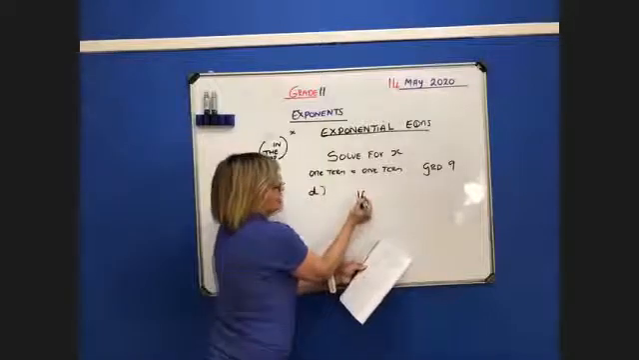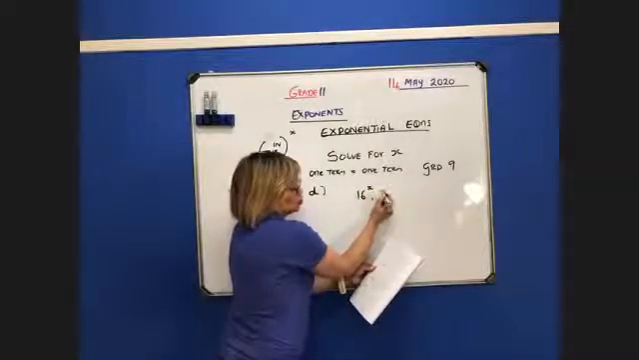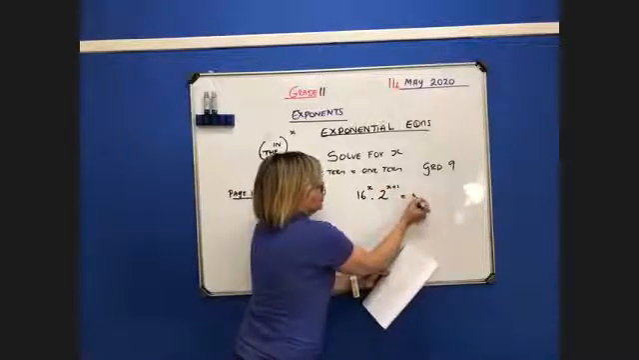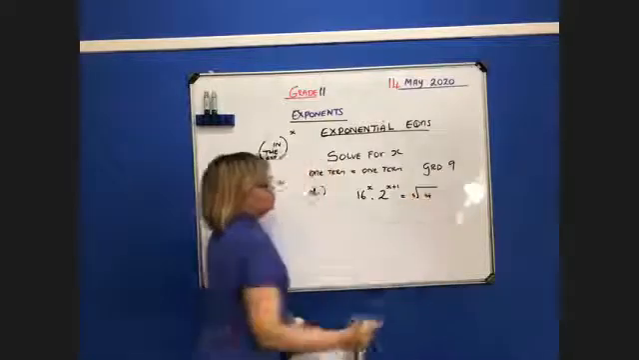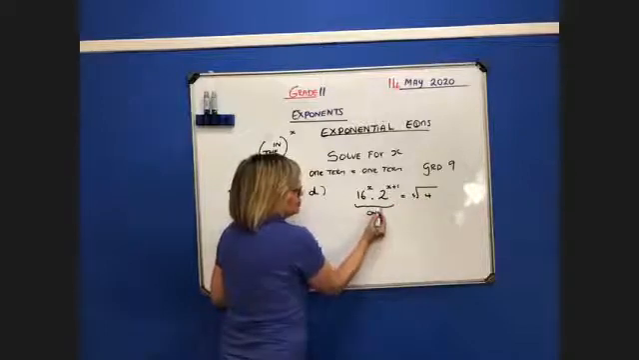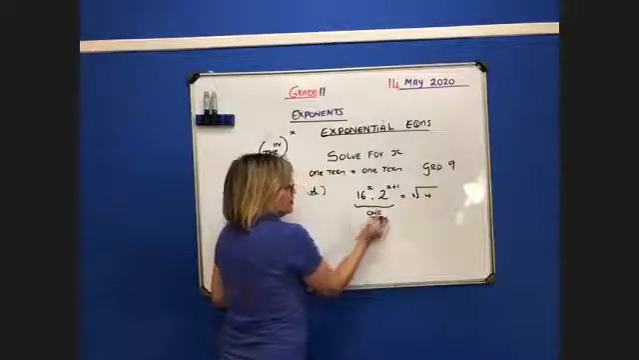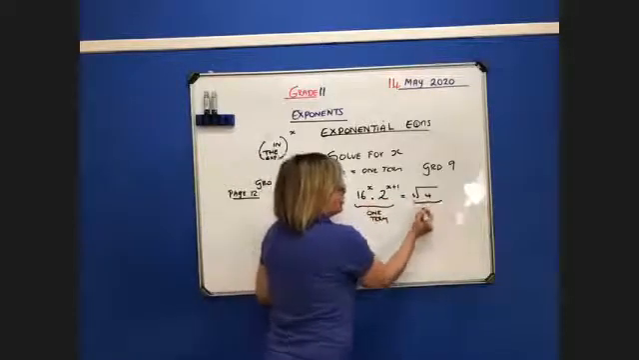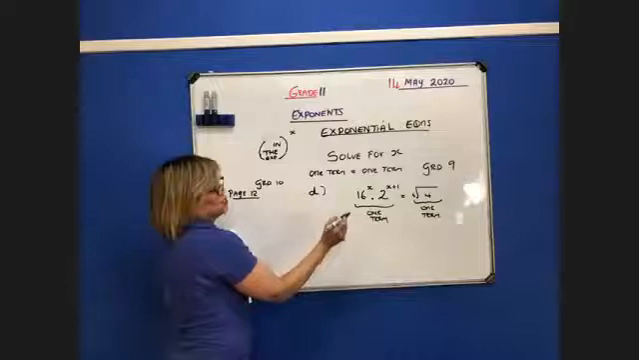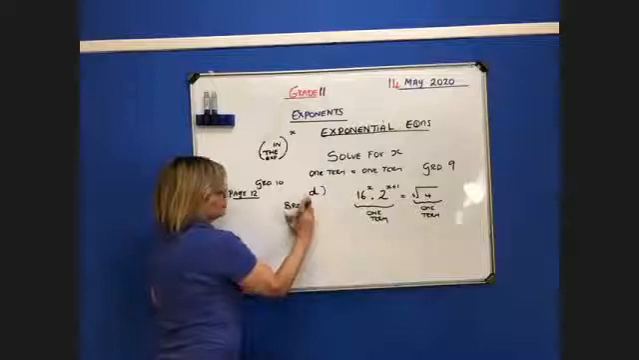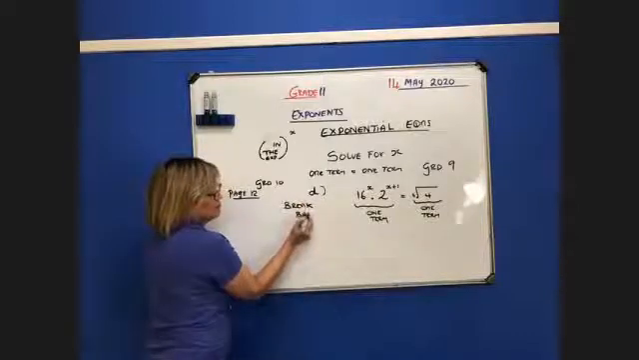So it says 16 to the x dot 2 to the x plus 1 equals the 5th root of 4. Now the most important thing is this is 1 term, because that 16 base is joined by a times, and that is 1 term. Now, that is when your aim is to break your bases into prime factors.